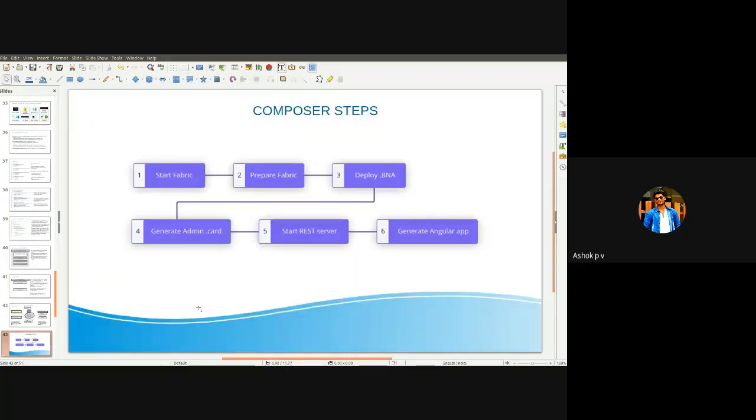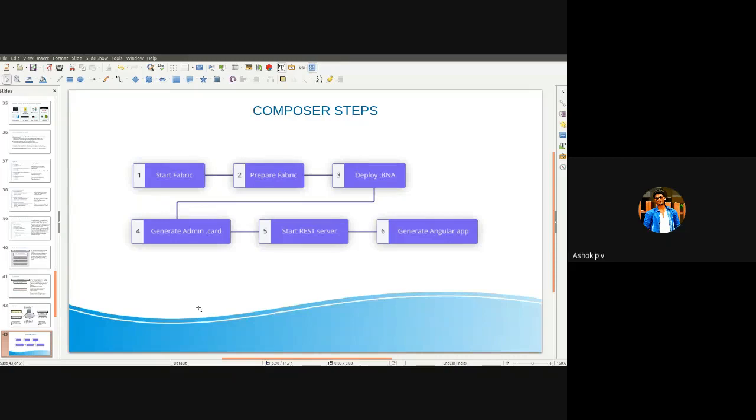Now, these are the Composer steps. The first thing to start a Composer blockchain network is to start the Fabric. Once you install the Hyperledger Composer prerequisites, it will ask you to start the Fabric network first. You'll be starting a Fabric network, which runs on Docker. Now you have the business network archival file.